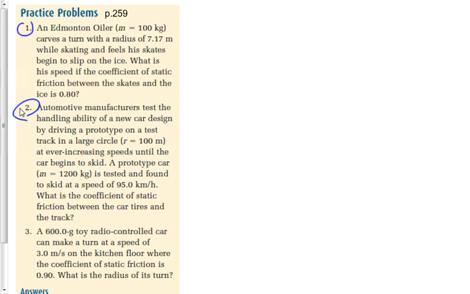Sideways, his skates aren't moving, right? So it's static friction, sideways. But as they start to move, we've just barely exceeded the maximum force of static friction. So what are we going to do here to find the maximum speed that he's going here? Let's write down his givens. 100 kilograms is his mass. The radius is 7.17 meters. Coefficient of friction is 0.80. Looking for speed here.